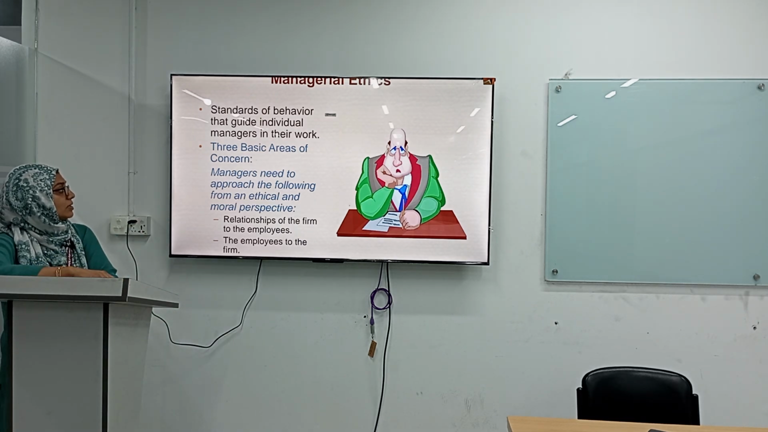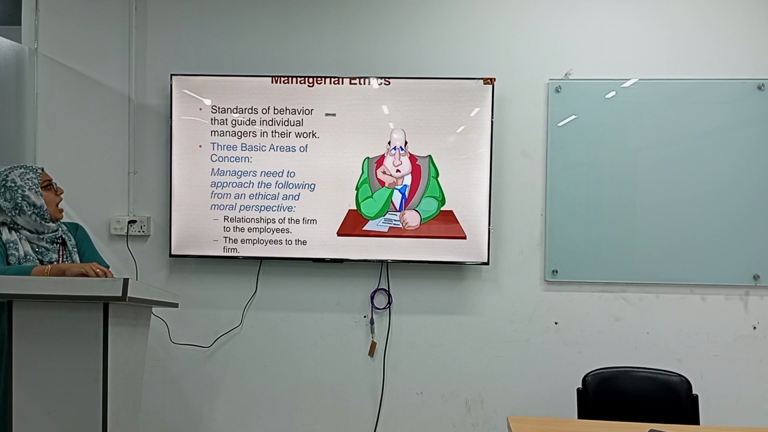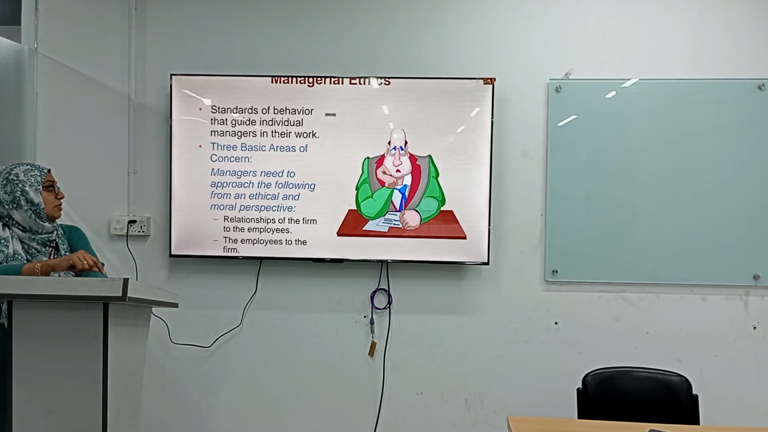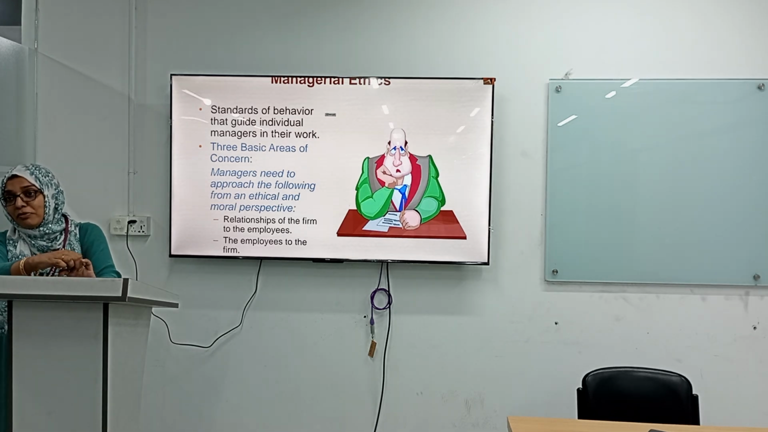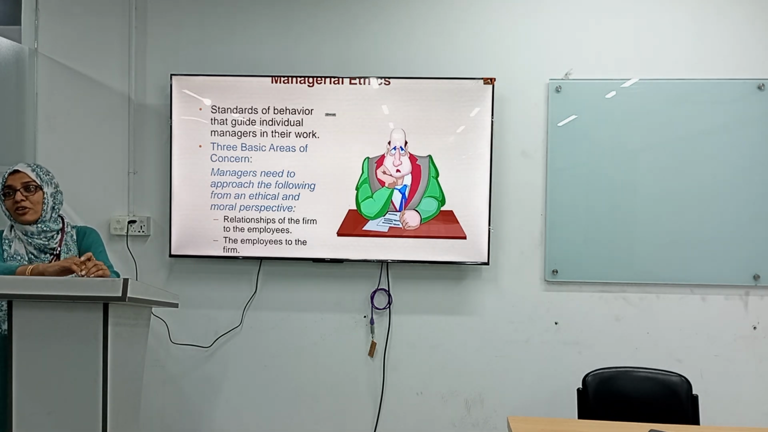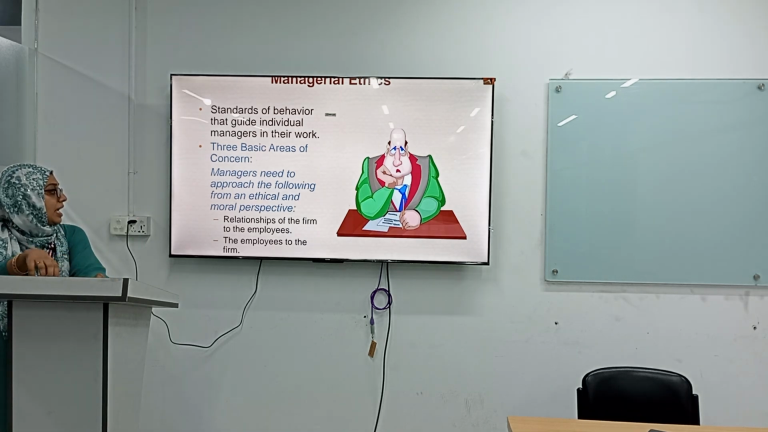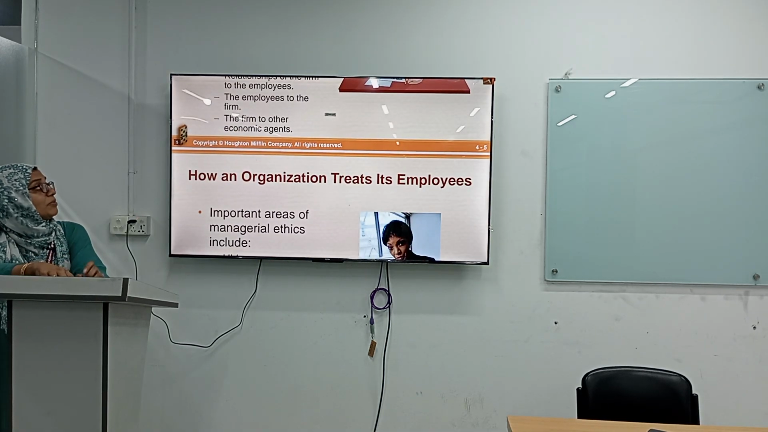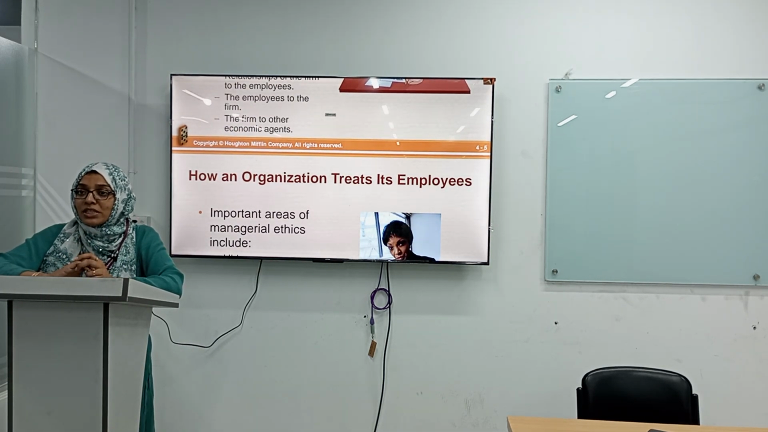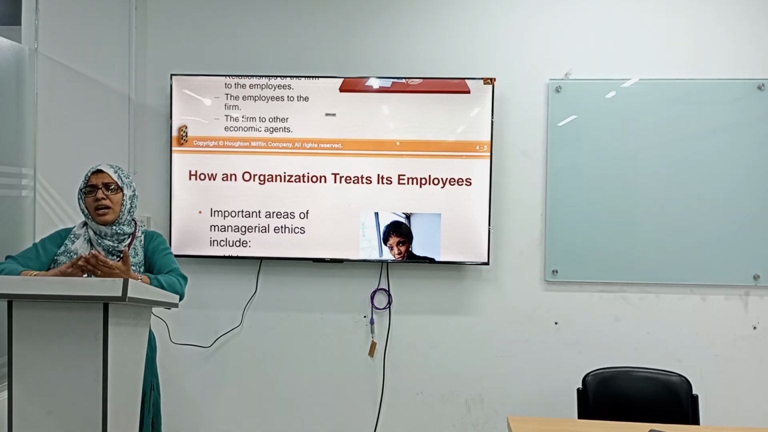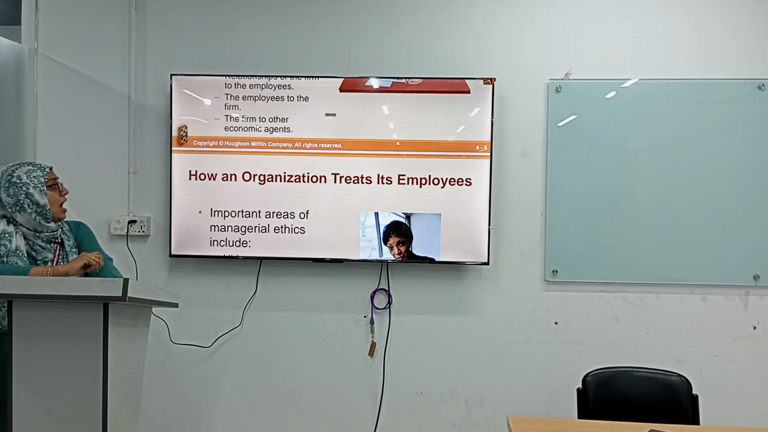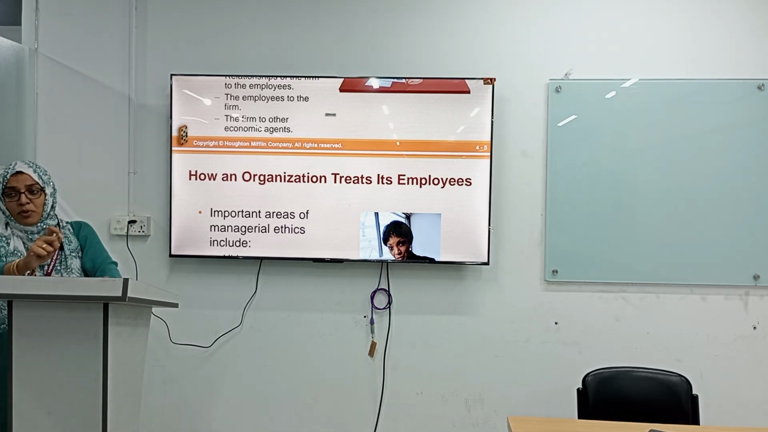Three basic areas of concern. Managers need to approach the following from an ethical and moral perspective, not only ethical but also moral. First, the relationship of the firm to the employee. The relationship of the firm to the employee must be based on morality and ethics. Second, the employee to the firm, how the employee will be towards the firm. And third, the firm to other economic agents. Already we know the other economic agents: customers, stockholders, community people, suppliers, unions, all of these.